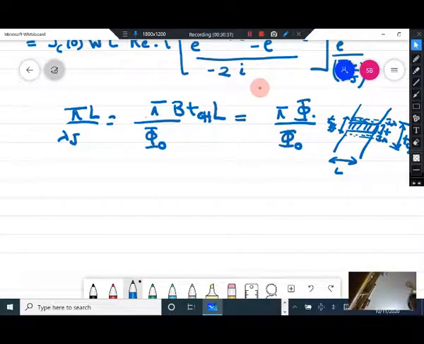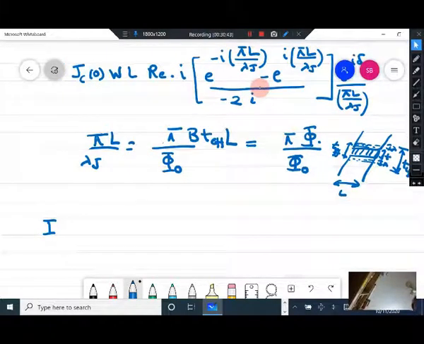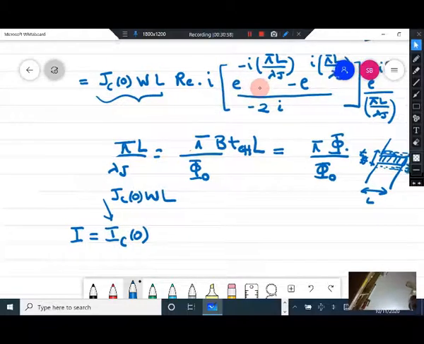So therefore, if you go by the above expression, I will be Ic0, where Ic0 is Jc0 into W into L, which is this term that we had got here.